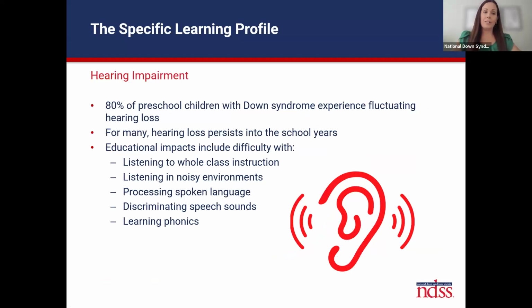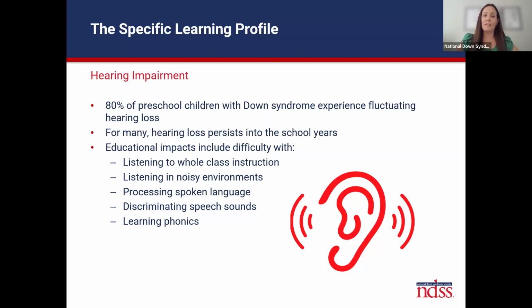So the first characteristic we'll go over is hearing impairment. 80% of preschool children with Down syndrome experience some level of fluctuating hearing loss. This does not mean that 80% of individuals with Down syndrome have hearing aids or require intervention. It just simply means that they are not hearing at the decibel that many their age are. It can be corrected and doesn't always persist into the school year, but it can persist into school years.